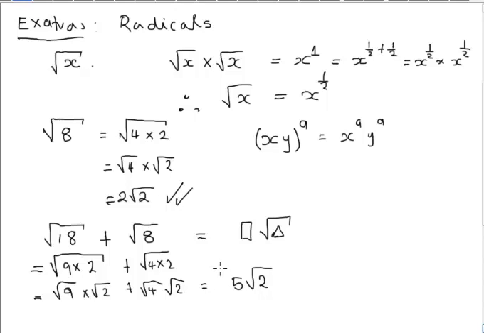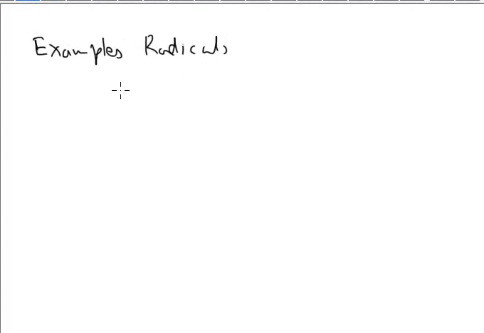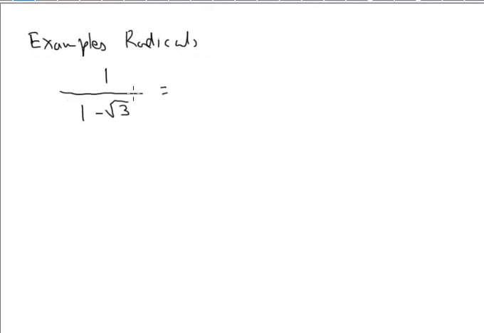Another thing which is important is the following, which I'm going to expect you to be able to do. Sometimes we are given an expression like this: 1 over 1 minus square root of 3. Now square root of 3 is an irrational number, so this denominator is irrational. So it might be necessary to express this fraction with a denominator which is rational.